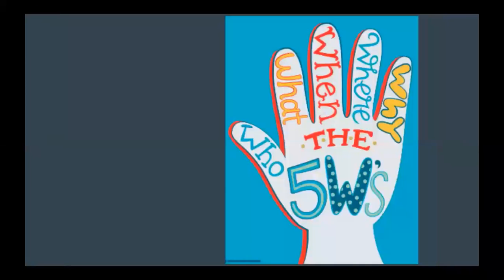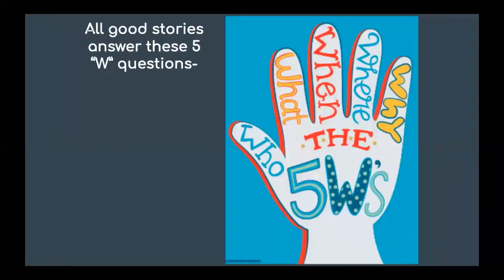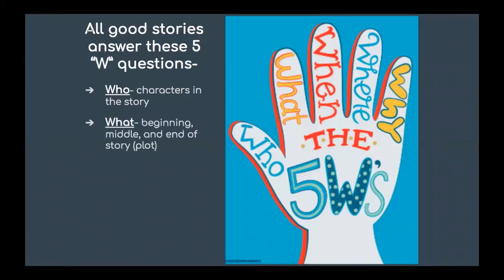Okay, so now let's think back to the story we read about Grace. Let's walk through the 5 W's to help us find out the main idea of her story. So remember, all good stories answer these 5 W questions. The first one, who? Who were those characters in the story? Did you say Grace and her family? You'd be correct. The next one is what? What happened in the story? What happened in the beginning, the middle, and the end?